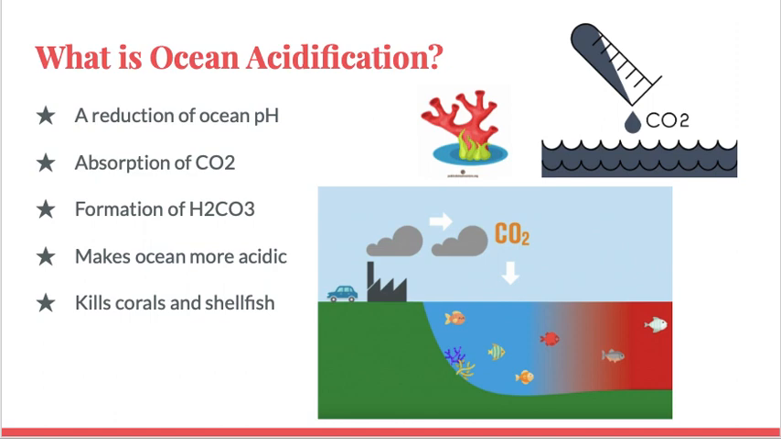As a result of lower pH, corals and shellfish have thinner shells, slower growth rates, and higher death rates.